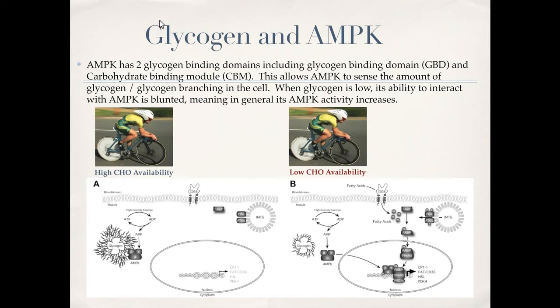So let's talk about AMPK. The thing about AMPK is that it has 2 glycogen binding domains. That includes the glycogen binding domain and the carbohydrate binding domain. So the point of this is it allows AMPK to sense when glycogen is low in the cell. But when glycogen is high, it blunts AMPK's ability to work because you have high availability of energy. So again here, we see that AMPK is bound to glycogen in a high glycogen state. However, here, we see AMPK is liberated to upregulate various genes involved in endurance performance.